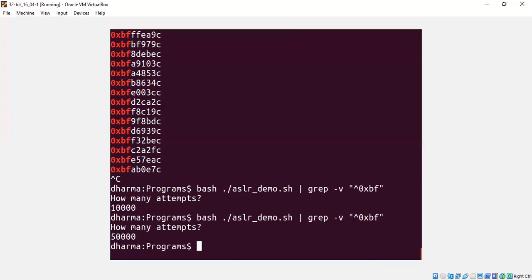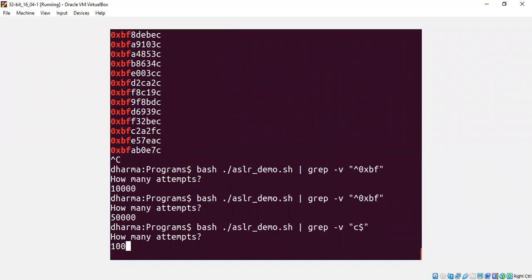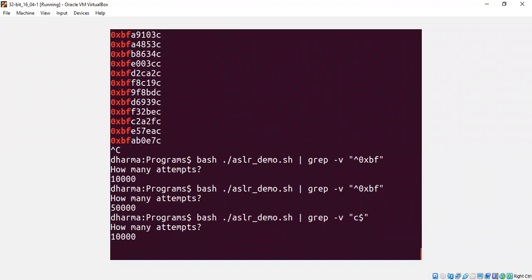Did you also notice that in the runs we did so far, the last byte, to be more precise, the least significant bits of the address, they all end with C. You can see it's always ending with C. So we can also confirm that. Let's match lines that are not going to end at C. We will see whether that exists or not. Let's run it 10,000 times. Okay, nothing.